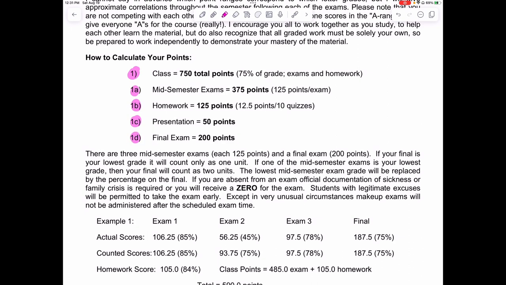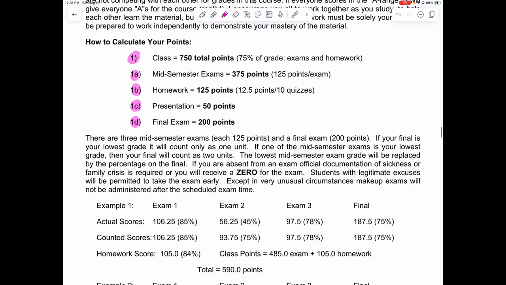And then lastly, we have the final. Since the final will not be completely cumulative, but a basis of new material and cumulative material, that's why it's worth a little bit more than the 125 that we see for the common exam. So with 375 and 125, we get our 500. We then have 550 and then 750 with the presentation and the final.